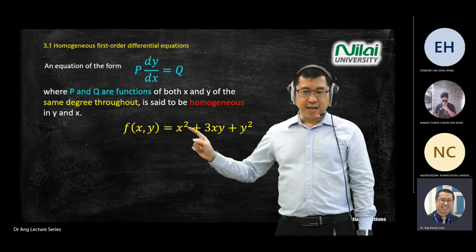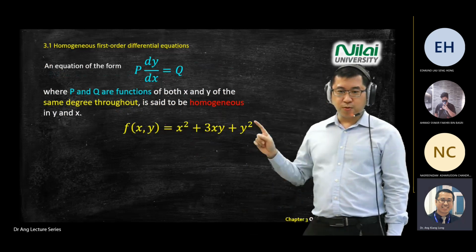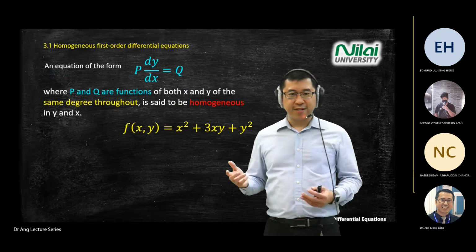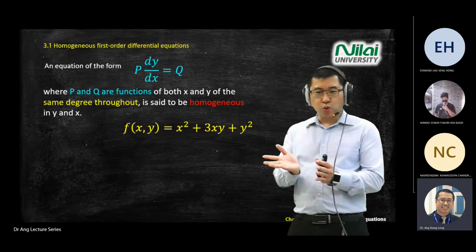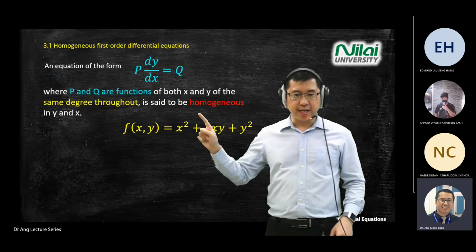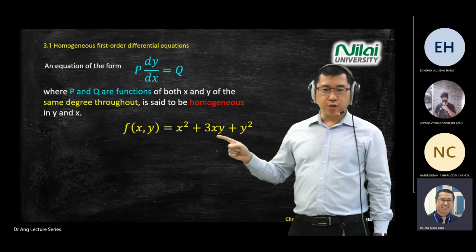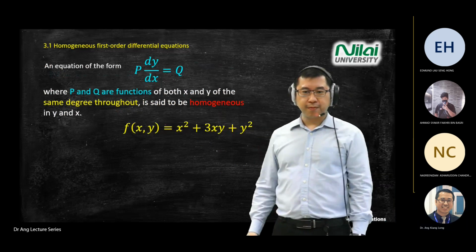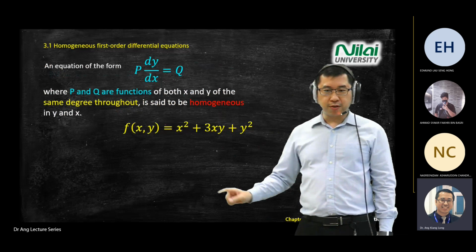This is x times x. This is y times y. This is xy. Basically, it's the same degree because you're taking two x's to multiply together. So x times x, you get 2. xy also 2. y square also 2. This is a homogeneous equation.